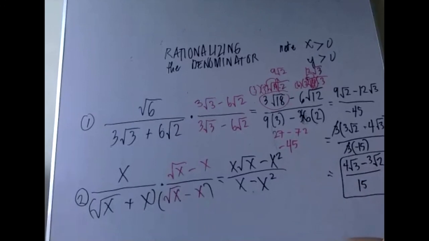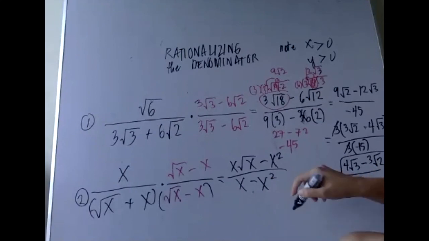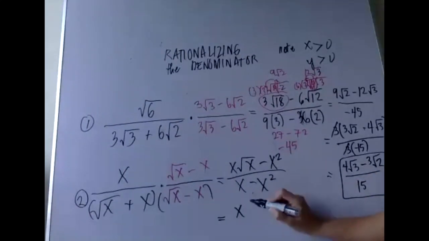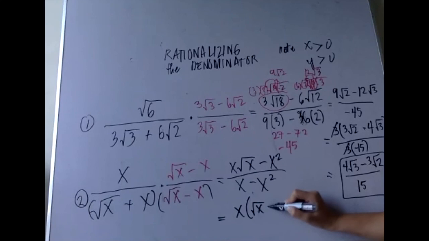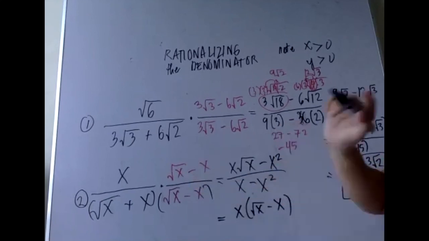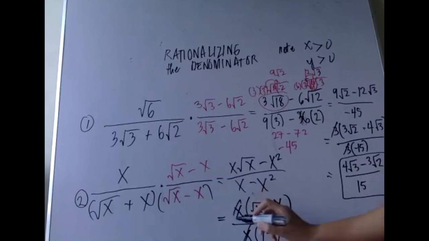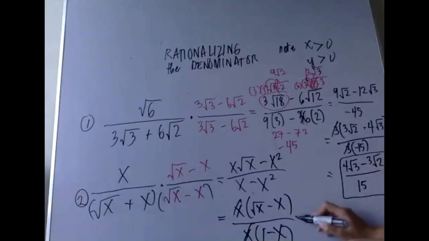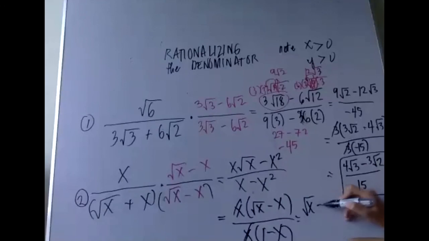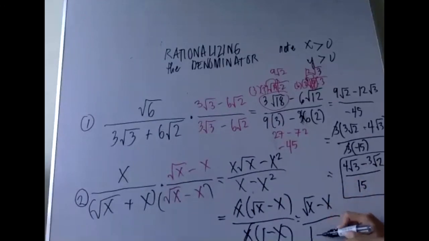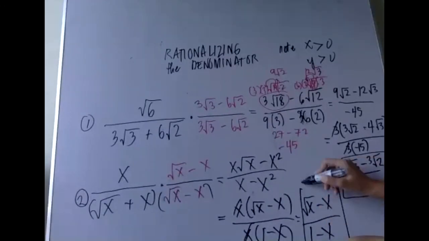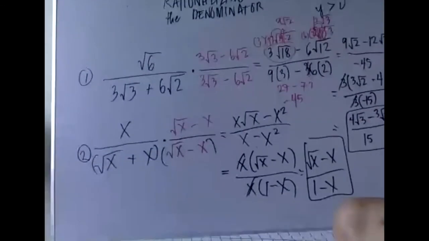May common factors ba? Yes. Pwede natin i-factor out yung x dito. Pwede rin natin i-factor out yung x sa baba. So we have factor out yung x, square root of x minus x. So dapat pala hindi ko na minultiply, no? Anyway. Over x, factor out, may iwan 1 minus x. Cancel yung x. Ang final answer natin dito is square root of x minus x over 1 minus x. Okay? Sorry.